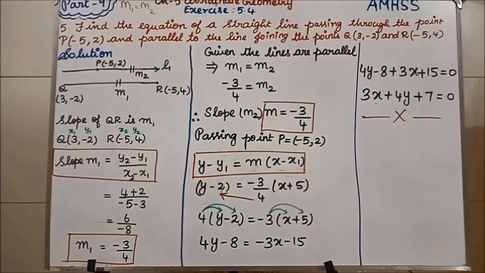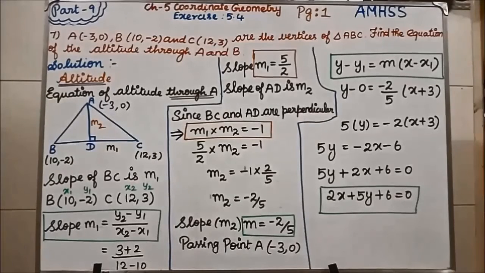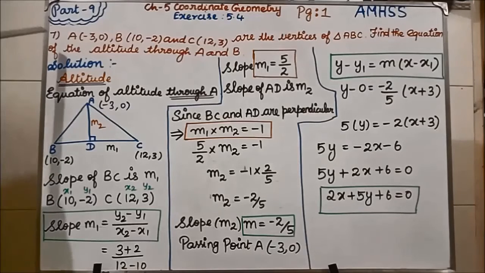Next we will see the 7th question. The 6th question is your homework. Next we will see the 7th question. Friends, in exercise 5.4, this is our 7th question. This is a very big question. So see, I have written page number 1. Why am I writing the page number? To write your classwork in the correct format. Now we'll see the question.